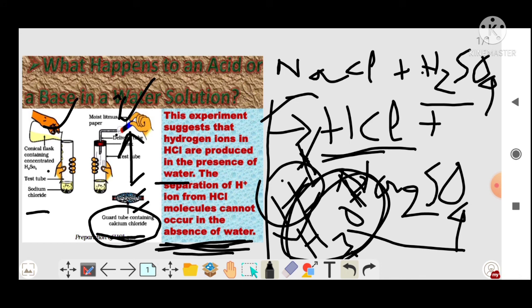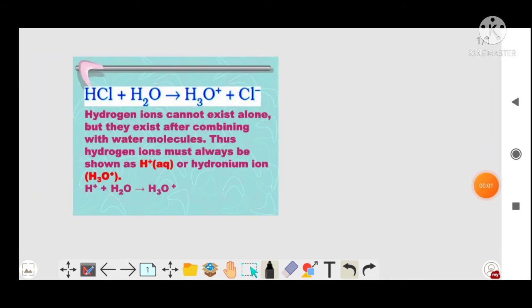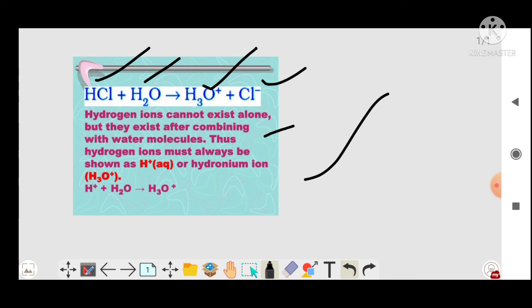Okay स्टूडेंट, अच्छे से सुनो, ध्यान से समझ जाओगे. देखो यहाँ पे सेम बात लिखा हुआ है, हाइड्रोजन आयन कैन नॉट एग्जिस्ट अलोन. ओके, बट दे एग्जिस्ट आफ्टर कॉम्बाइनिंग विथ वाटर मॉलिक्यूल. ओके, देखो HCl वाटर मॉलिक्यूल के साथ कॉम्बाइन करके H3O प्लस Cl माइनस प्रोड्यूस किया है. ठीक है, आफ्टर कॉम्बाइनिंग विथ वाटर मॉलिक्यूल्स.